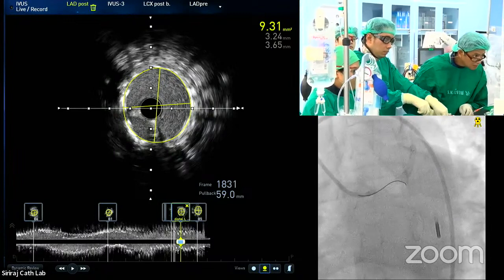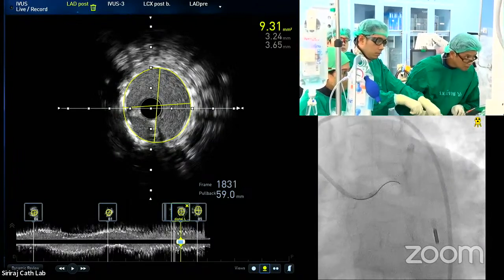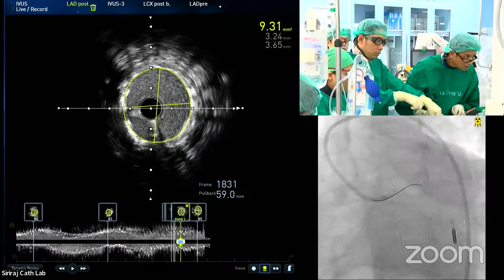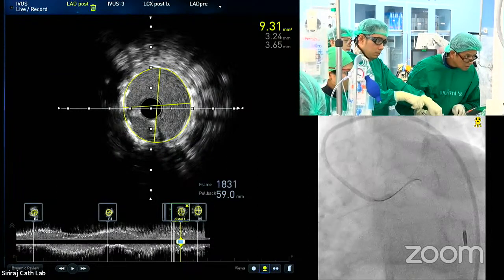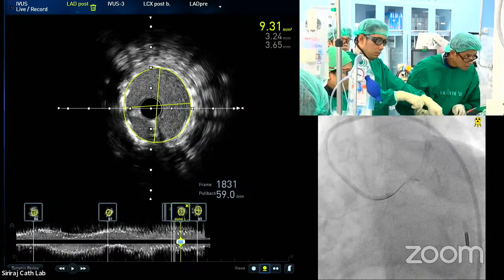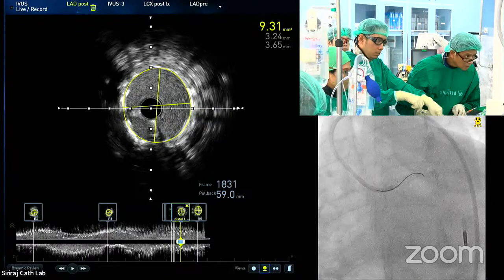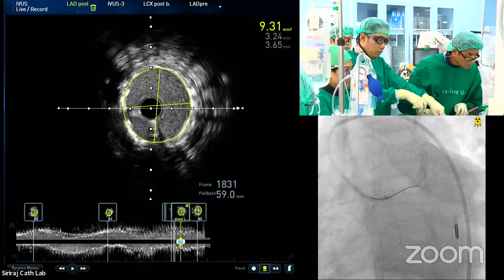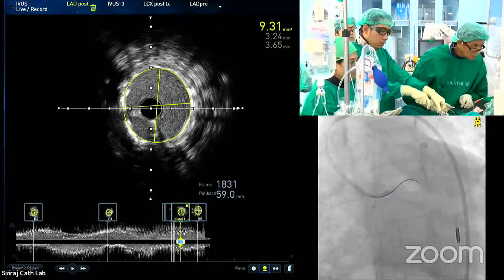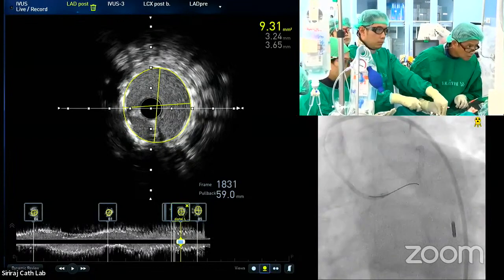I wanted to ask the panelists and maybe the operators, in such a case, if you have to bail out, because the angle is quite narrow, it doesn't look quite good for T, but there's also a very big mismatch for culotte. What would be the bail-out strategy that would be suggested?